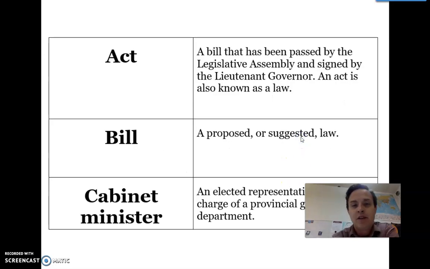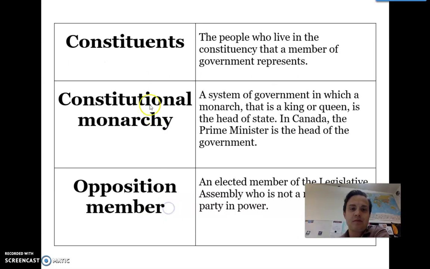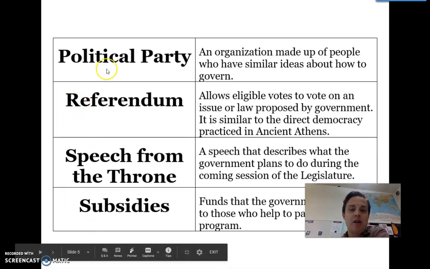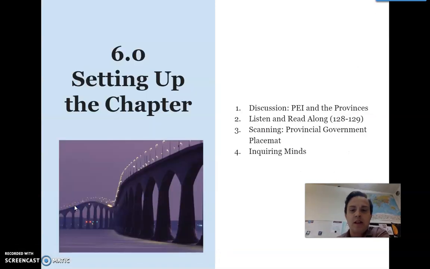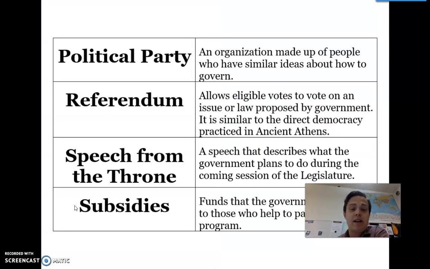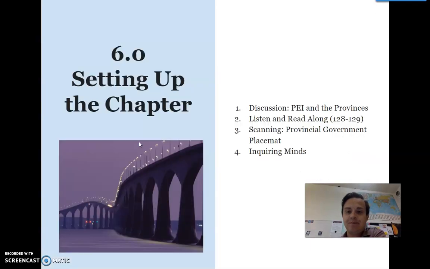So some vocabulary that you could go over. I'm not going to go over every single one of these words, but if you'd like to pause, read, draw a picture, those are all great learning strategies. So words we'll use: act, bill, cabinet minister, constituents, constitutional monarchy, opposition member, political party, referendum, speech from the throne, subsidies, and that's all of them. So if you want to go back and read through these, read them out loud, draw a little picture, write them down in your notes. Those are all really good activities.